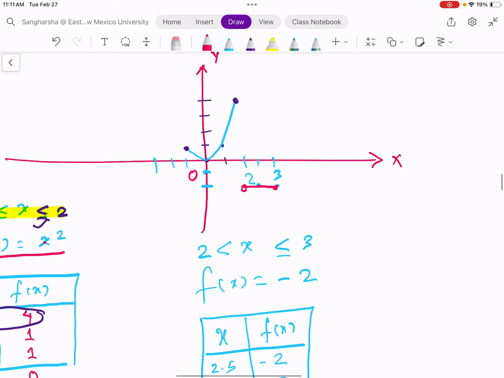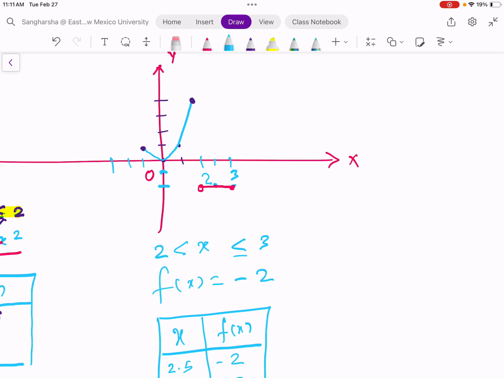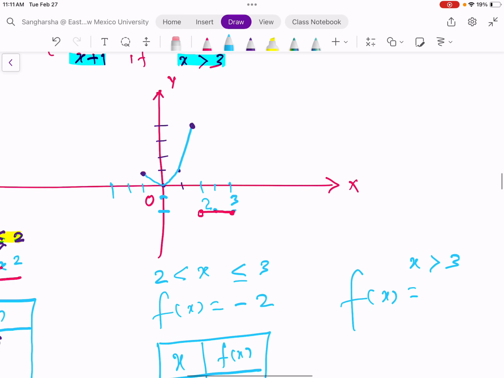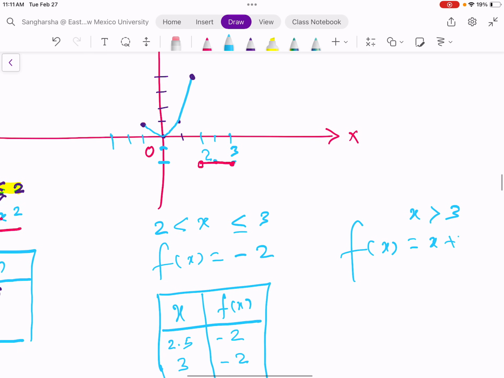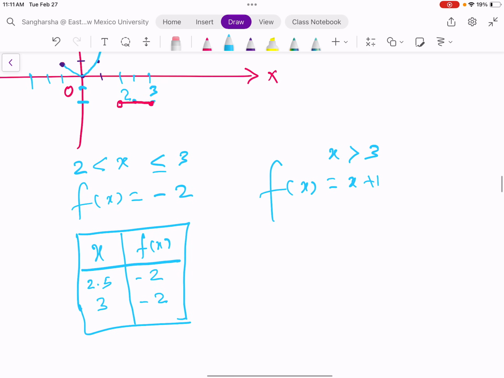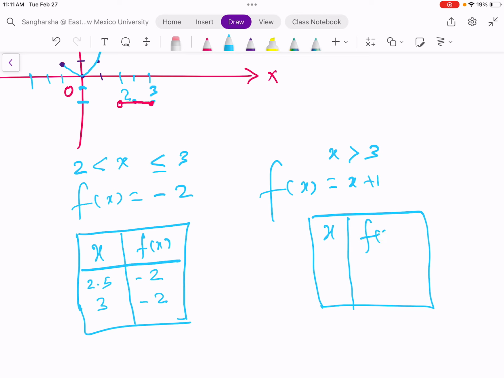So we have one more. When our x is greater than 3, our function f of x is given by x plus 1. So let's make a table. You can choose any x which is greater than 3. So we can choose 4. When x is 4, what is our f of x? You substitute 4 plus 1, 5.